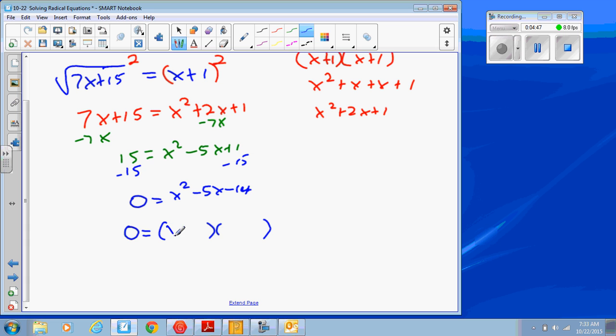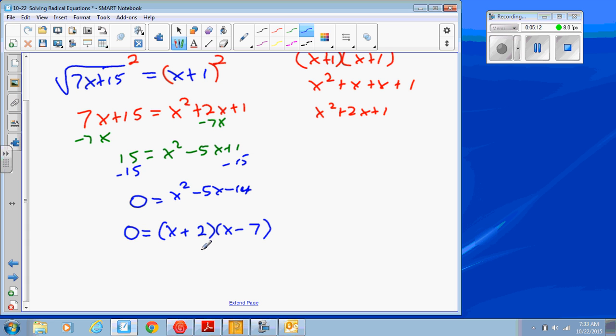To get x squared, it's going to be x times x. The last 2 terms have to multiply to 14 and subtract to 5. That's going to be 2 and 7. The bigger number gets the minus, and the other one's plus, and I can check: minus 7x plus 2x is minus 5x, and that works.